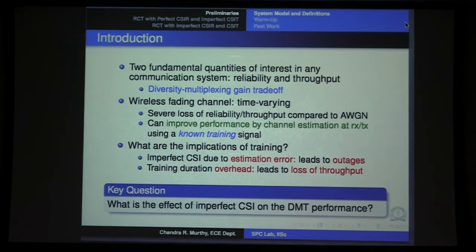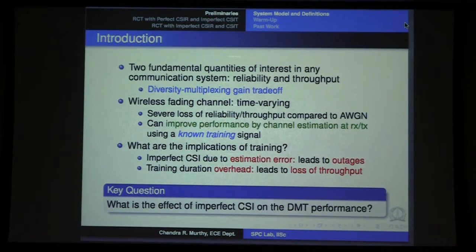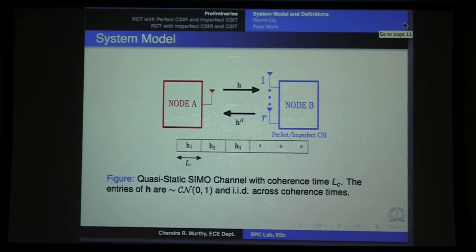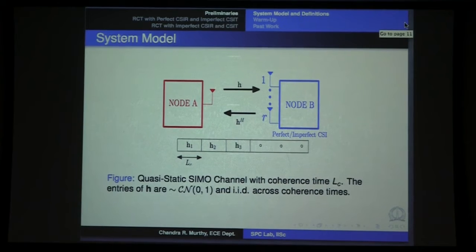is what is the effect of imperfect channel state information on the diversity multiplexing gain trade-off performance. So this is the model. It's a very simple model that we've considered. It's very standard also.